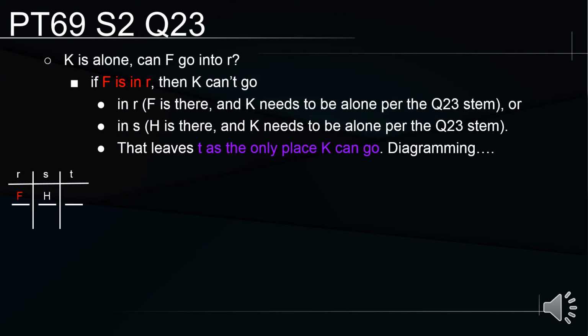So where can we throw K, and where can it be alone? Well, as we just said, it can't be in R because F is just there, because that's what we're testing. And we can't put K in there because then K wouldn't be alone, and the whole premise of this question is that K is alone. Obviously, we have H in our picture here in Team S, so K can't go there either. Again, that leaves T as the only place that K can go. So that's why we have it there.